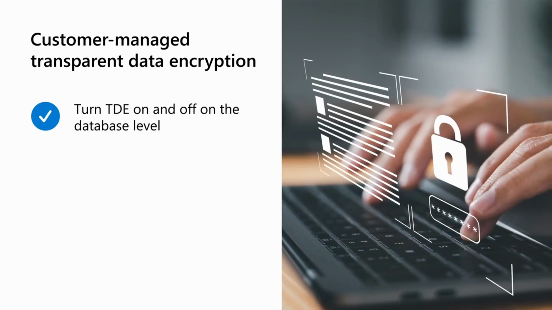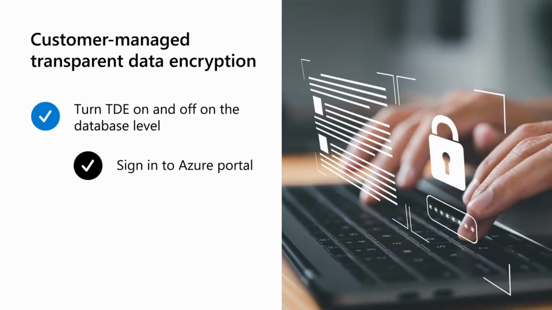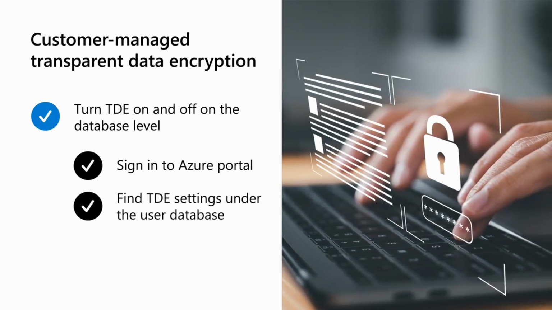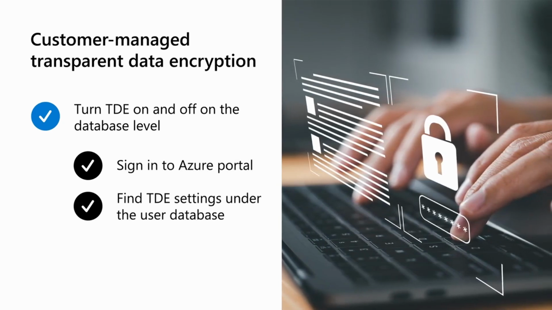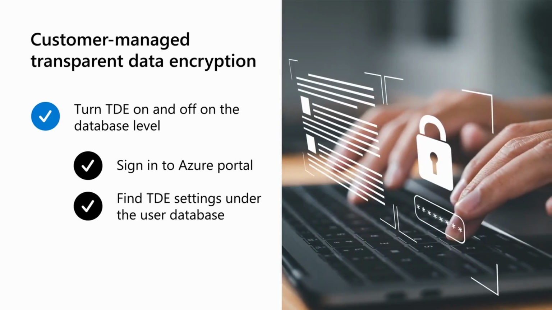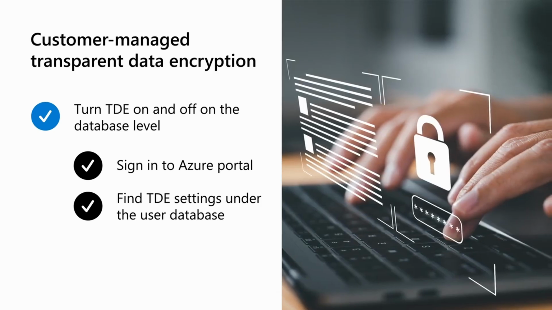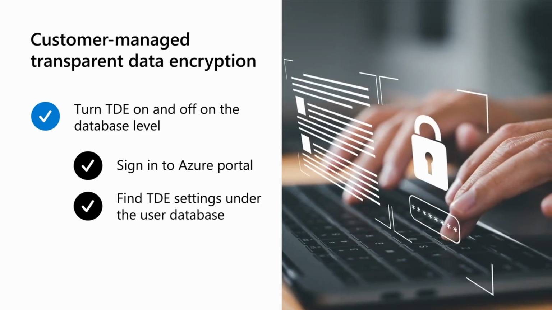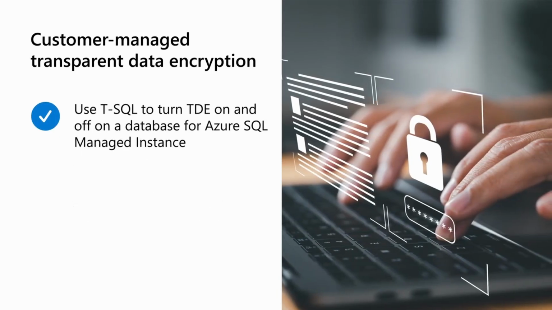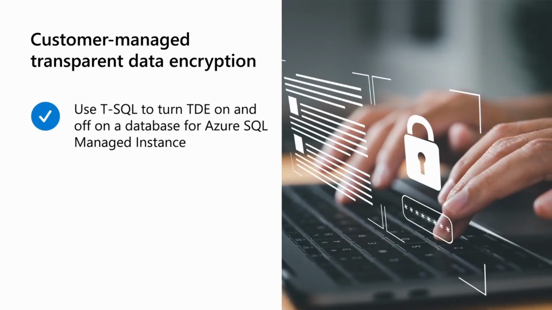To enable TDE on a database, go to the Azure portal and sign in with your Azure administrator or contributor account. Find the TDE settings under your user database. By default, Service Managed Transparent Data Encryption is used. A TDE certificate is automatically generated for the server that contains the database. For an Azure SQL Managed Instance, use Transact SQL, or TSQL, to turn TDE on and off on a database.